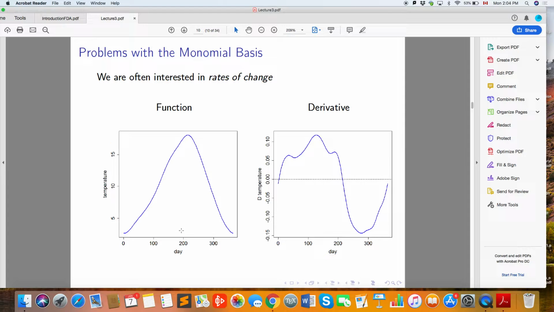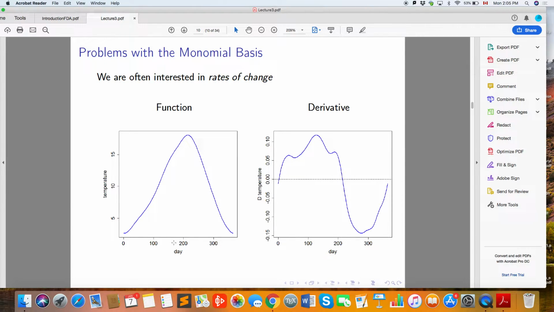Another drawback of using monomial basis functions is that when we estimate these functions in functional data, another important job is to capture the derivative, or the rate of change, of these functions. Here I'm going to show you the temperature function, and this is the derivative of the temperature function. Suppose this is the true derivative of the temperature function.